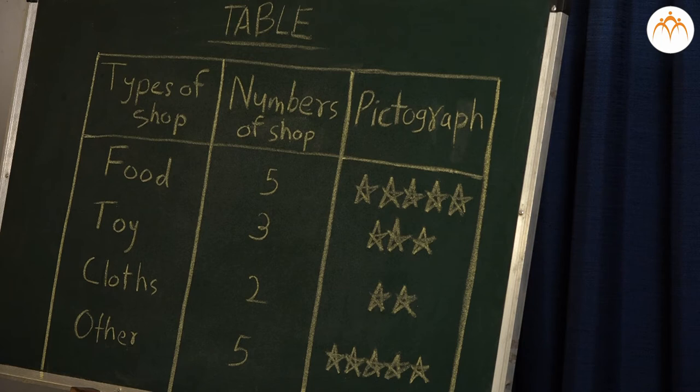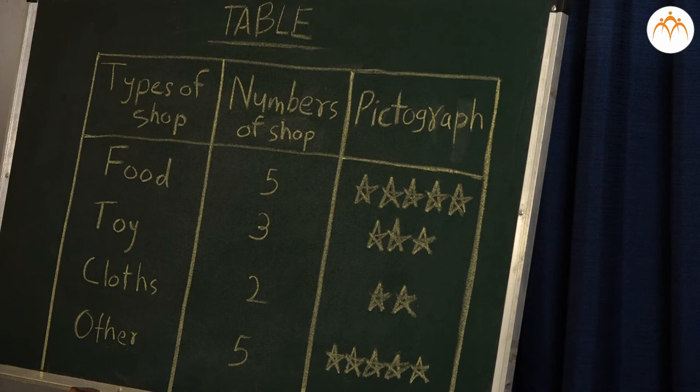So now we have drawn a chart and this pictograph. In this we have written the type of shop and the number of shops, and in the pictograph we have used stars to show the number of shops. So now see, there are 5 shops of food items, therefore 5 stars. Toy shops are 3, so there are 3 stars. 2 shops of clothes, so 2 stars. And there are 5 other types of shops, so there are 5 stars for that. So this is a pictograph.